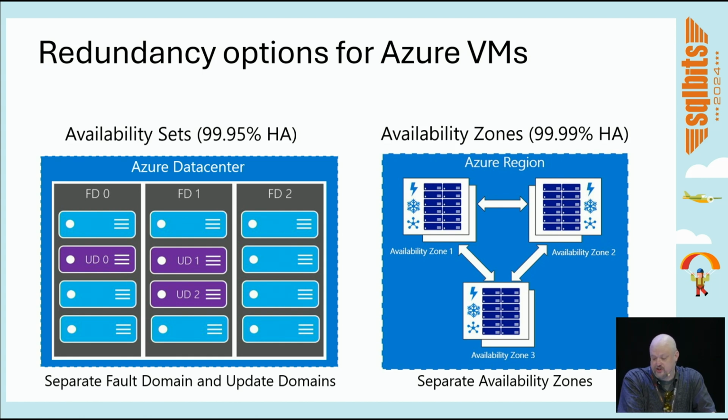Now, some regions do not have availability zones, like West US. Premium SSD v2 requires zonal support. So you will not be using West US with Premium SSD v2. That's just an example of the way you need to look at this stuff in the cloud as you're making this migration, okay? All right.